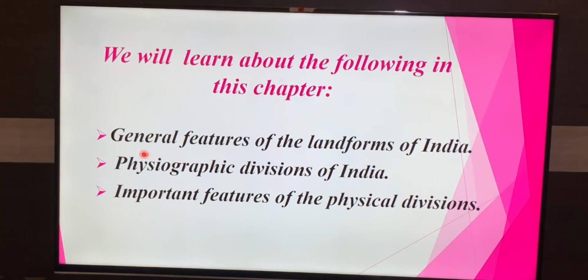In the previous session, we had completed general features of the landforms of India. Physiographic divisions of India: important features of physical division. In this, we have completed the Northern Mountains. In this session, we will be learning about the Northern Great Plain, Peninsula Plateau and coastal plains and islands.